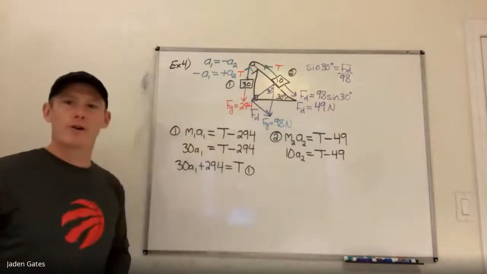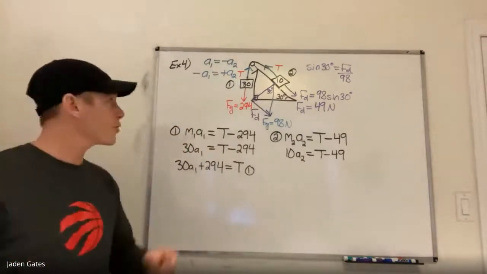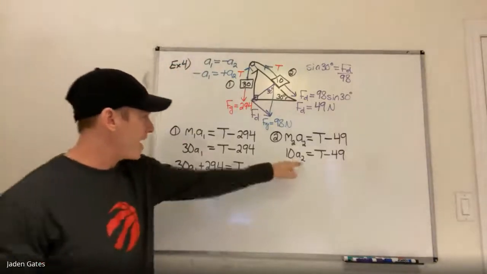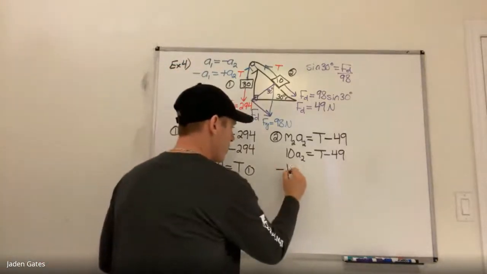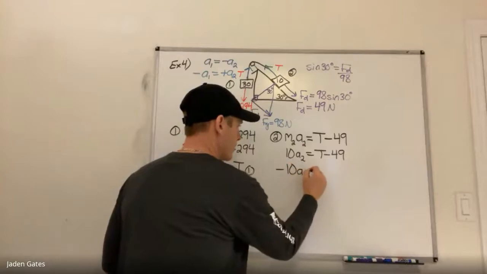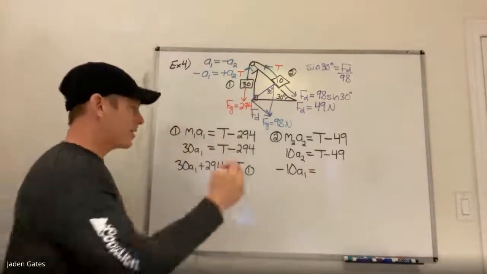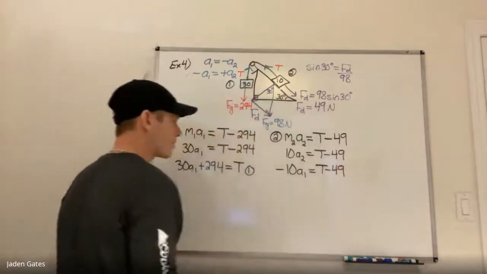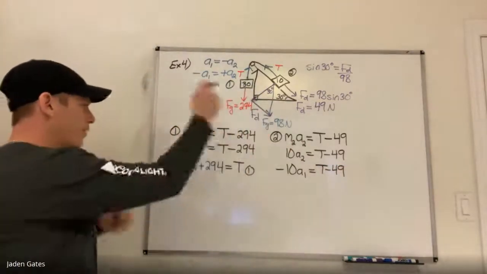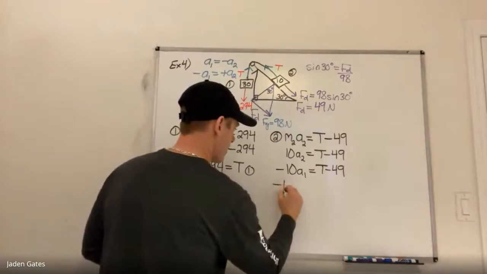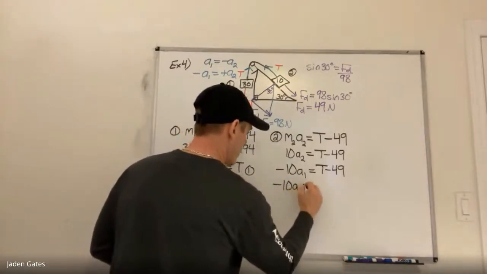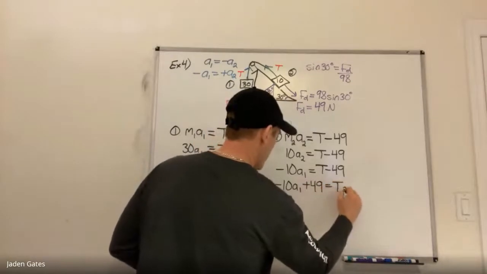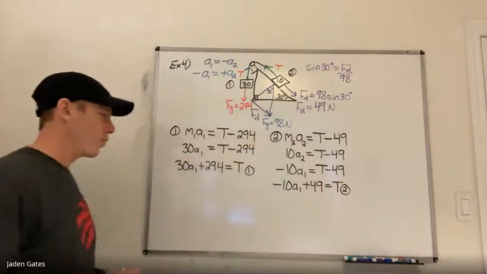Now here's where I make my two adjustments. The first one is I know my accelerations are opposite. So instead of an A2, I put in a negative A1, which means I'm going to have a negative 10 A1 instead of a 10 A2, and then T minus 49. My second adjustment is to bring that minus 49 over to the other side. And so I have minus 10 A1 plus 49 equals T. So there's my two equations.